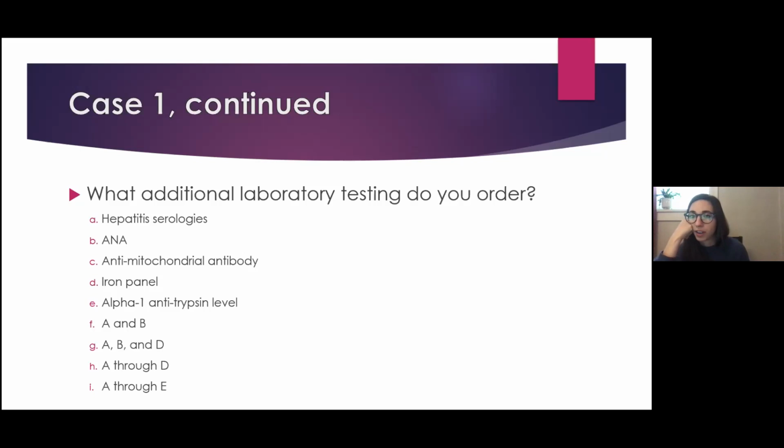About half the group voting right now. I'll give another 10, 15 seconds. Awesome.